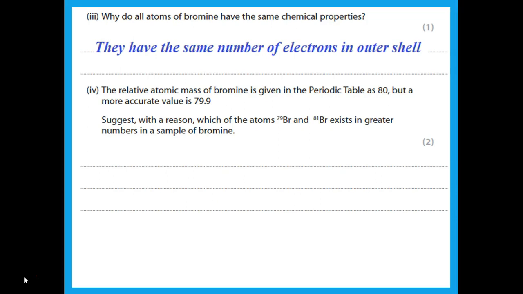Okay, the relative atomic mass of bromine in the periodic table is 80, but a more accurate value is 79.9. Which of the atoms, bromine-79 and bromine-81, exists in greater numbers in a sample of bromine? If the average is 79.9, is this average nearer to 79 or nearer to 81? It's nearer to 79, so bromine-79 must be present in greater numbers in the sample. 79 is closer to 79.9, so it must have the higher percentage, or higher abundance.